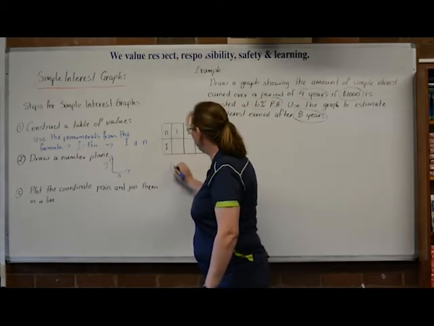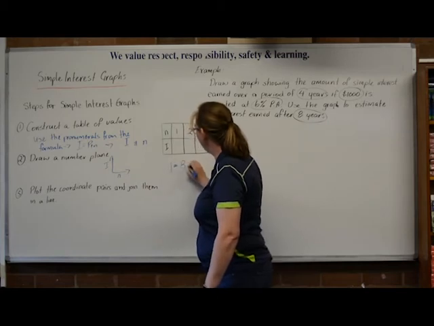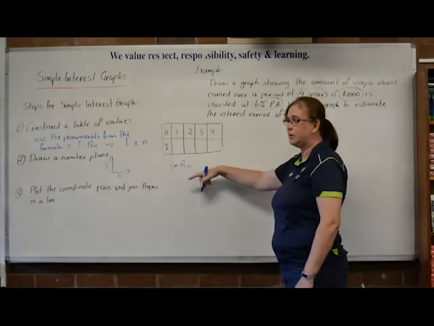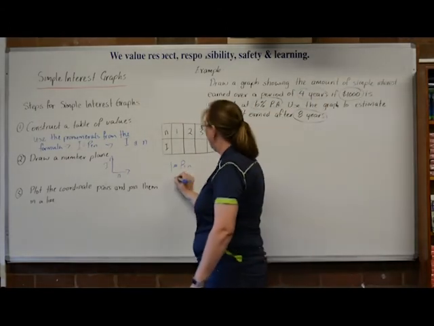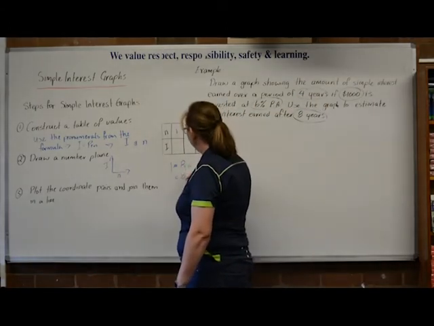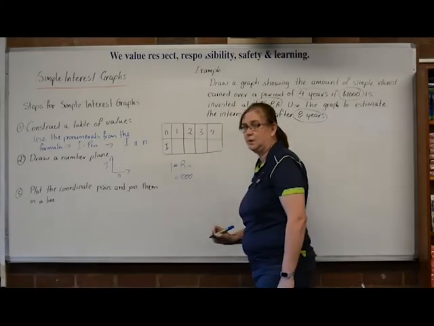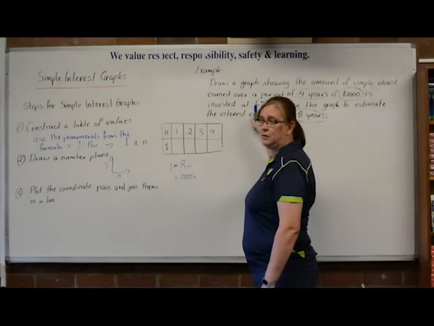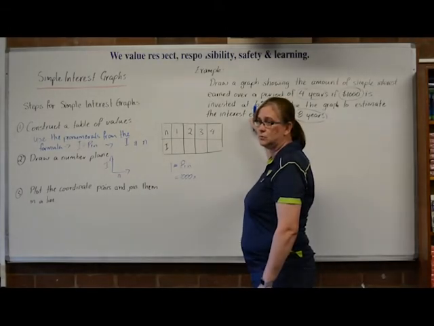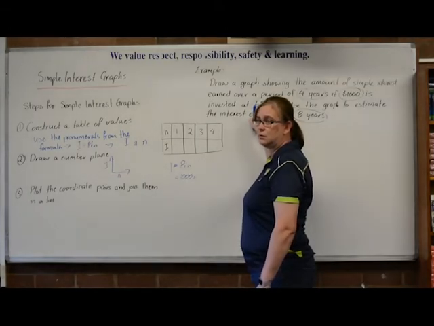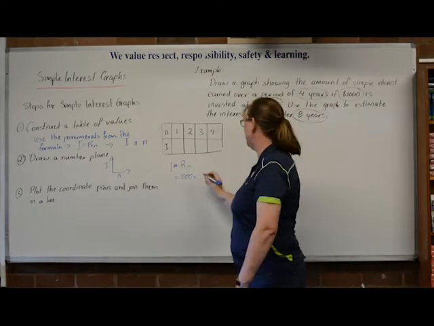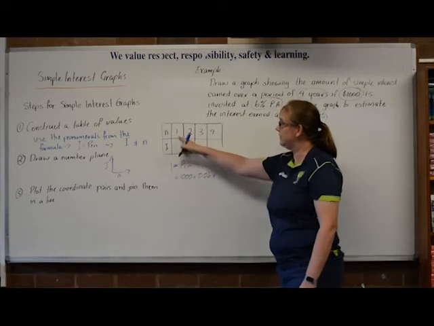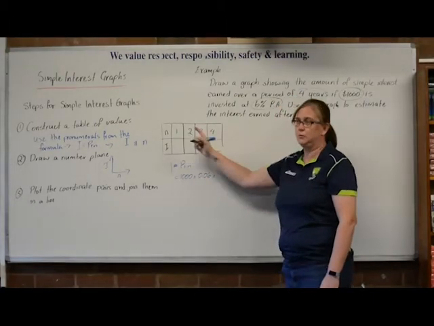Our formula is I equals PRN. We're going to do that very quickly 4 times. Our principal is $1,000. We're timesing it by our interest rate, and what is that as a decimal? 0.06. And then we're going to times it by the number of years. So in this case, for the first one, we'll times it by 1.